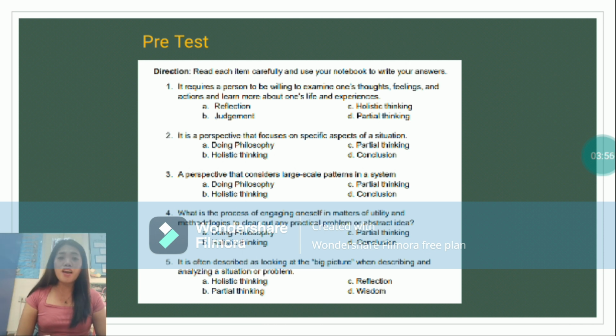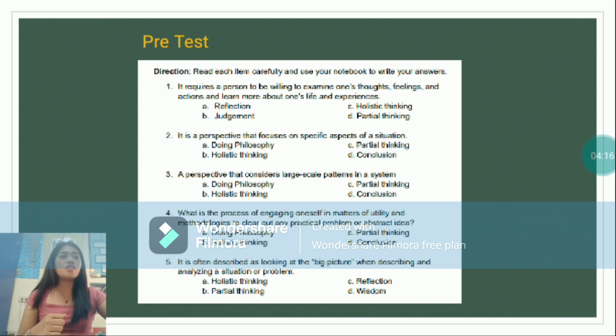Okay, let's have number five. It is often described as looking at the big picture when describing and analyzing a situation or problem. Is it A, holistic thinking, B, partial thinking, C, reflection, D, wisdom?